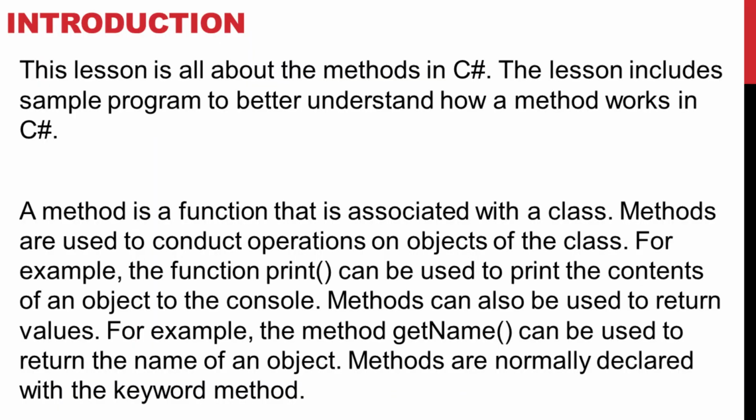This lesson is all about the methods in C#. The lesson includes a sample program to better understand how a method works in C#. A method is a function that is associated with a class. Methods are used to conduct operations on objects of the class. For example, the function print can be used to print the contents of an object to the console. Methods can also be used to return values. For example, the method getName can be used to return the name of an object. Methods are normally declared with the keyword method.